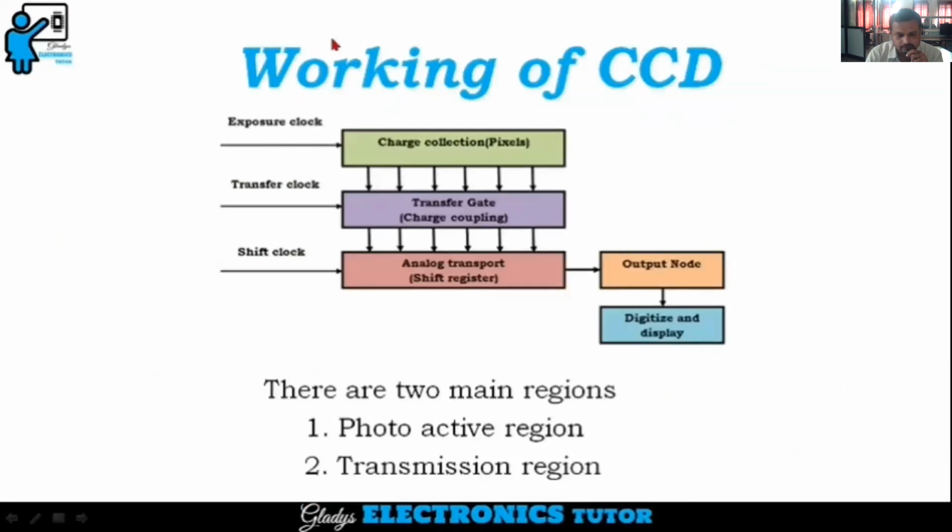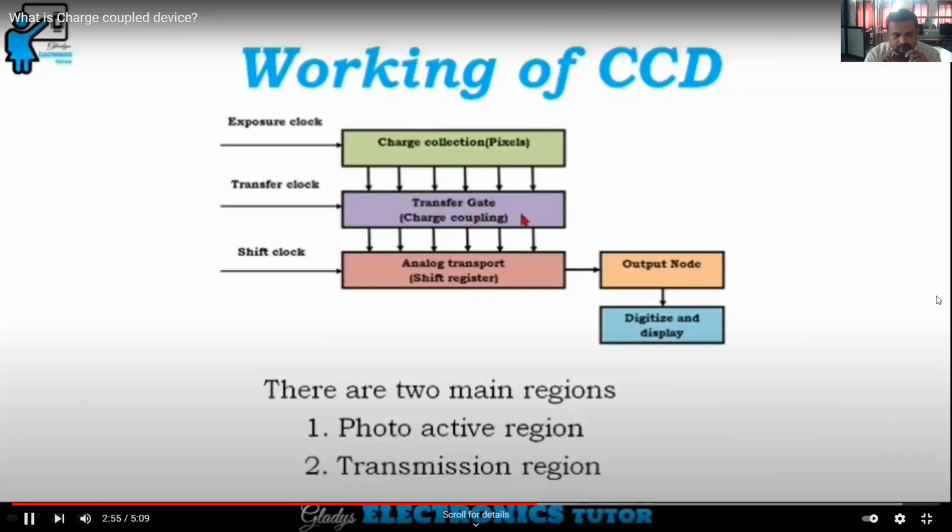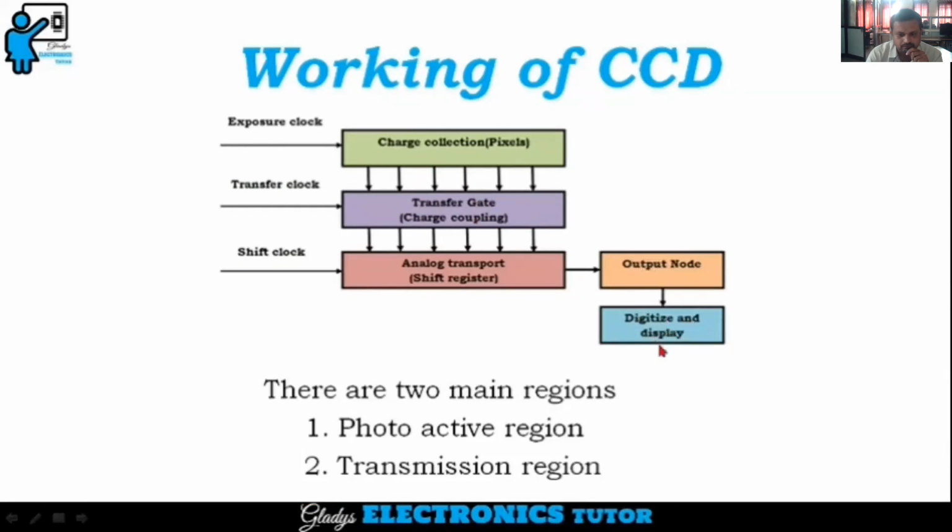Next, we'll see the working of CCD. So first, the pixels are collected and transferred and shifted by transfer gates and shift register. And finally, it is stored in the output capacitor and then it is digitized and displayed.